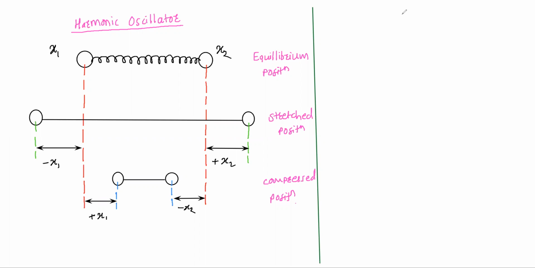Okay, so let's see the harmonic oscillator. This is the diagram of the harmonic oscillator. The first one is your equilibrium position, the second one is the stretch position, and the third one is your compressed position.